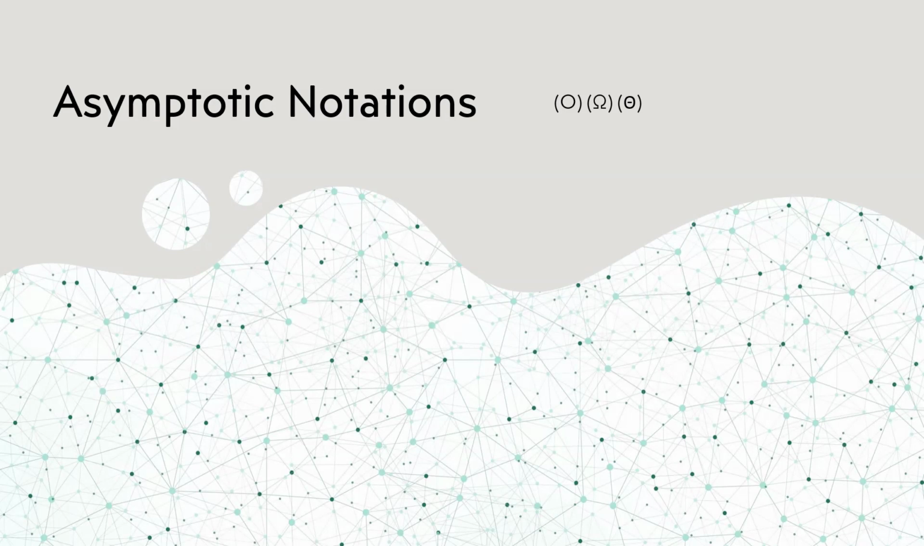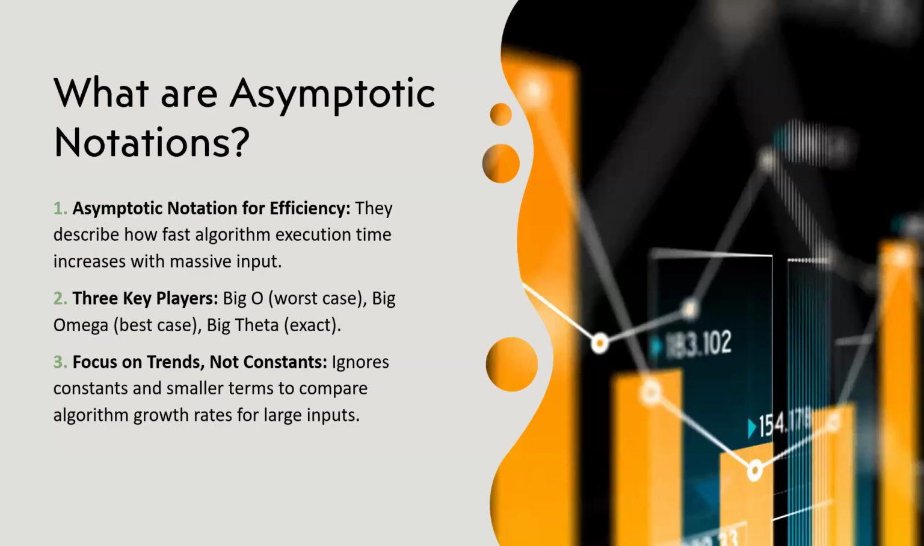Before we get started, let's take a look at what asymptotic notations actually mean. Asymptotic notation is a mathematical way of representing the time complexity of an algorithm. It's a tool for analyzing the performance of algorithms without actually executing them. We often perform asymptotic analysis to understand how the running time of an algorithm grows as the input size increases.